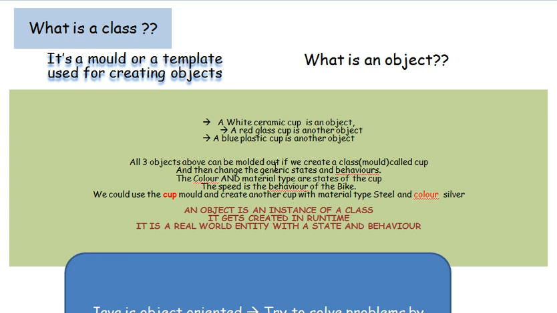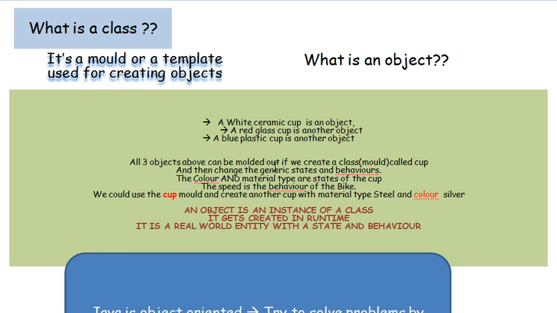In the above example, let's not talk about behavior for now. It's a white ceramic cup. White is the color of the cup, so that is a property of the cup. And material type, it could be ceramic. So color and material type are properties of that object. When we change these properties, when you change the color to blue and the material type to plastic, you get a different type of cup. So in the above example, these are properties of the cup, right?